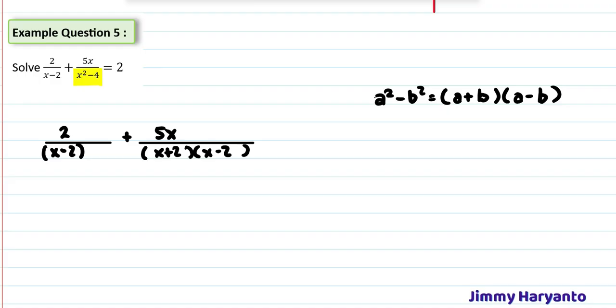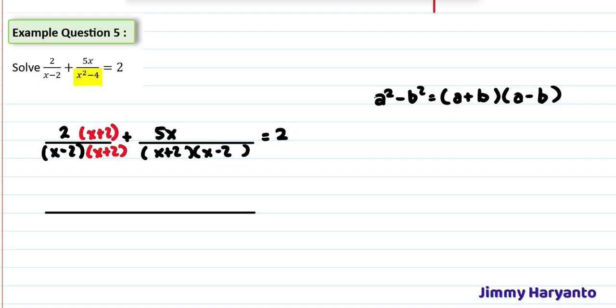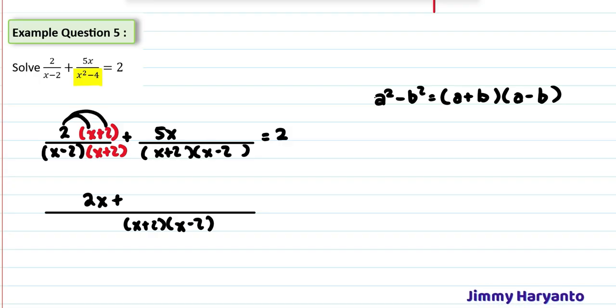Okay, let's make the denominator equal. So we already have x minus 2 for both fractions. That means I only have to add the x plus 2 in the first fraction. Wait. Okay, and then equals 2. Next is to simplify. The bottom part will still be x plus 2 and x minus 2. The top part will become 2x plus 4, and then plus 5x, equals 2.